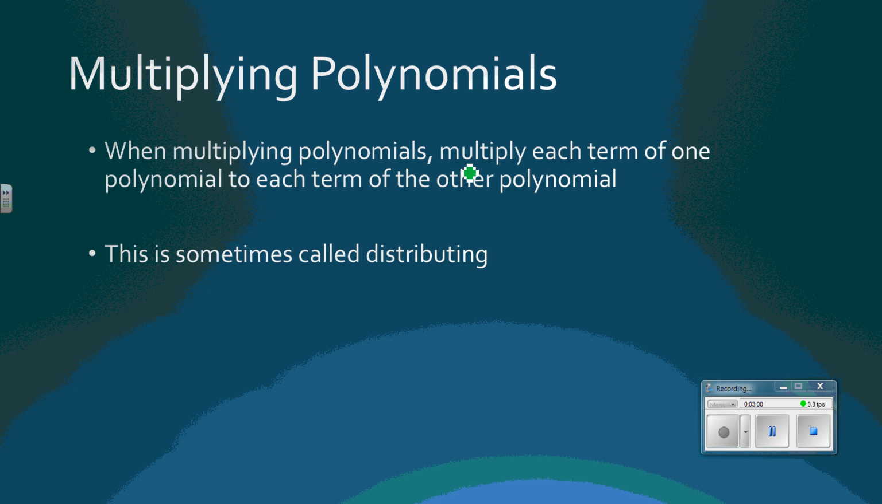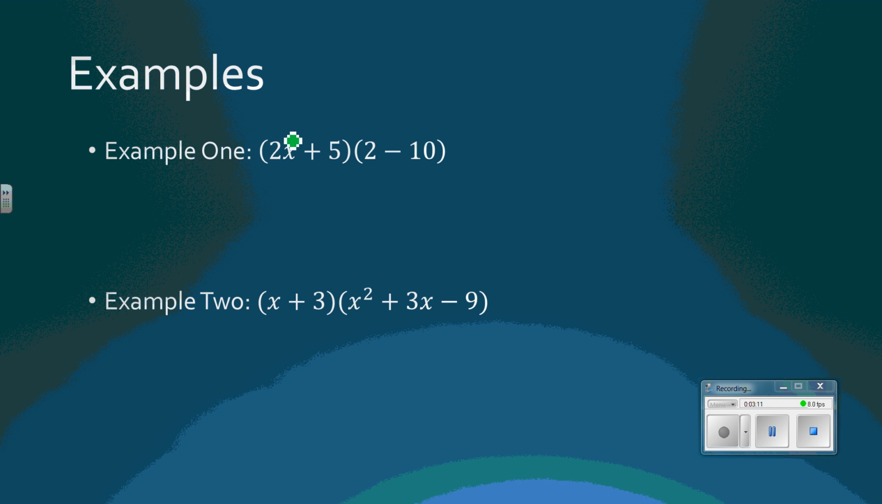Alright, so multiplying polynomials. When multiplying polynomials, multiply each term of one polynomial to each term of the other polynomial. This is sometimes called distributing. So for example, we're going to multiply 2x by 2 and by negative 10. But I actually want you to change this to 2x in here. So 2x multiplied by 2x and by negative 10.